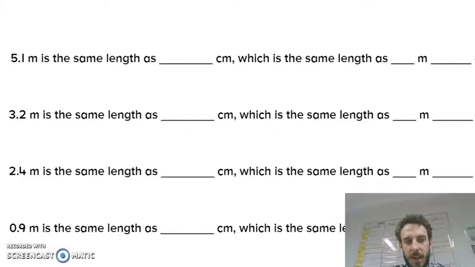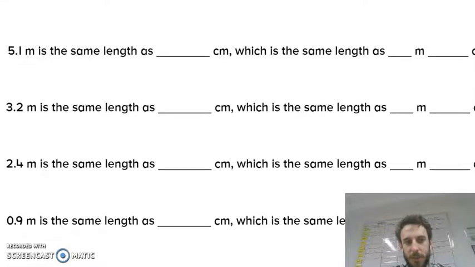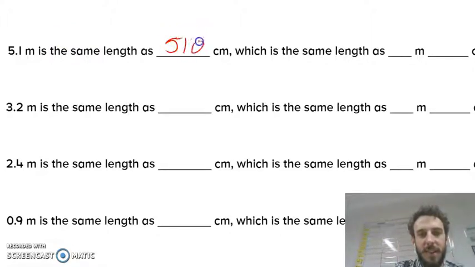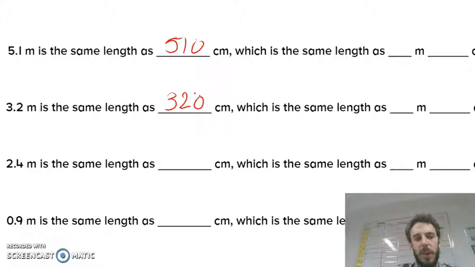Over here, it gets a little bit tricky. We've got 5.1 meters is the same as 510 centimeters. 3.2 meters is the same in length as 320 centimeters. 2.4 meters is the same as 240 centimeters. 0.9 meters is the same as only 90 centimeters.